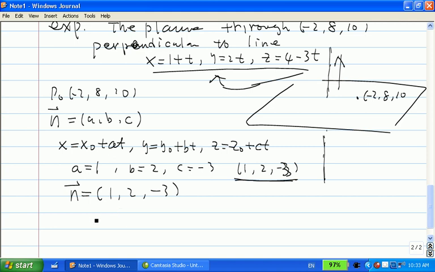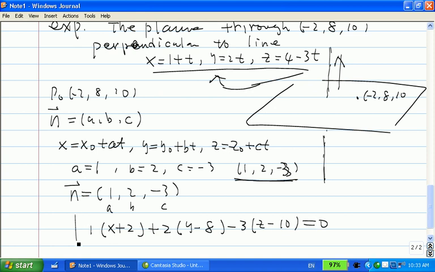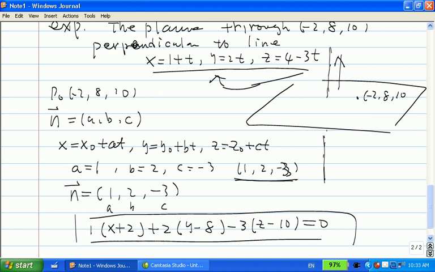Therefore, we can write our equation of the plane immediately, using a, b, and c. So 1 times x minus x naught, which is minus 2. So minus negative 2 gives you plus 2. Plus b, which is 2, times y minus y naught, which is 8. Then minus 3 times z minus 10 equals 0. That will be the equation of the plane we're looking for.